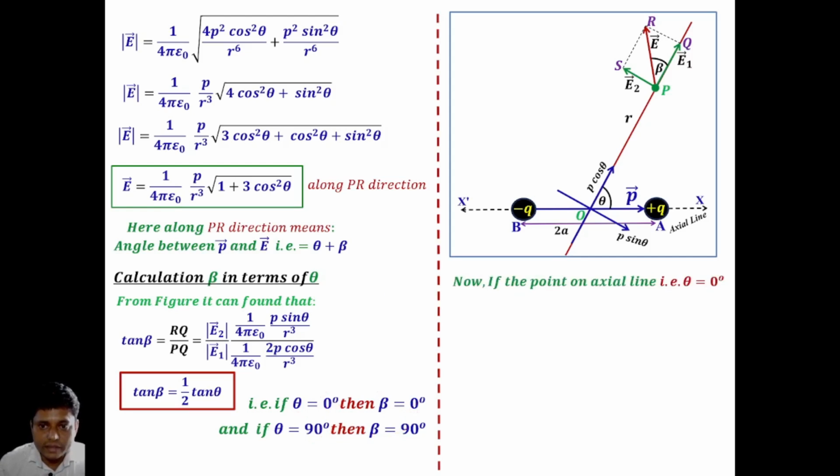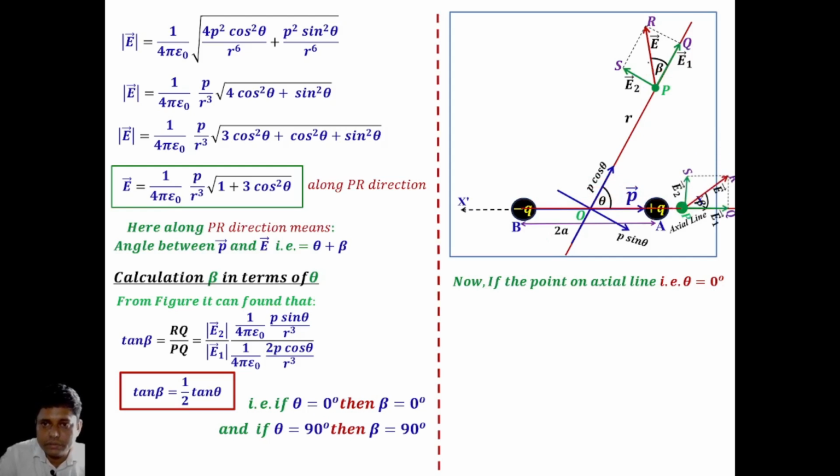Now we are going to consider two cases. For theta equal to 0 degree, that means the point P is situated on the axial line, or along the axis of the dipole moment. So the dipole moment is placed along the x-axis. So axial line means along the x-axis. If we consider any arbitrary point P over here, then what will be the electric field intensity at this point? That means any point on the axial line.